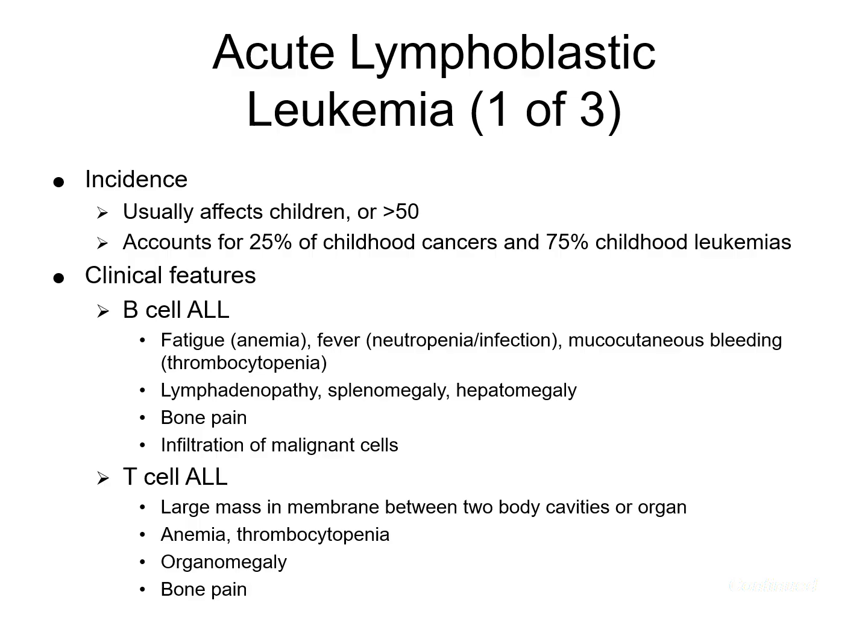For T-cell acute lymphoblastic leukemia, this often presents with a large mass in the chest area, typically between two body cavities or organs. Some signs of bone marrow failure in this would be anemia and thrombocytopenia. You can also have organomegaly, which is enlarged organs such as liver and spleen. And they can also have bone pain from the marrow involvement.